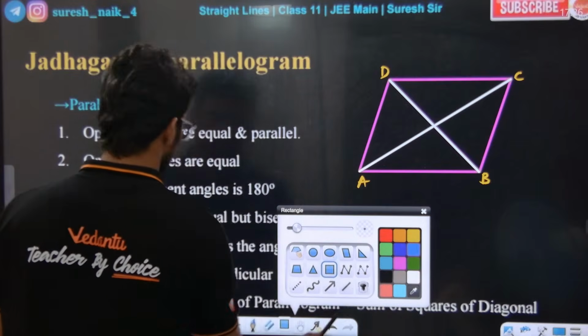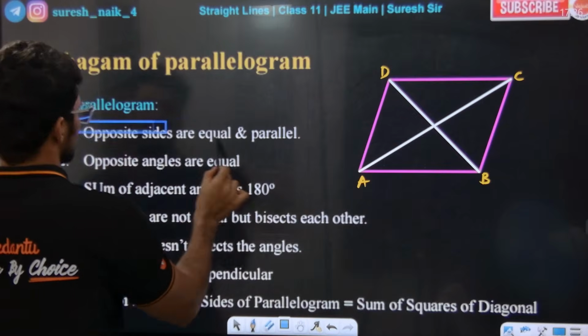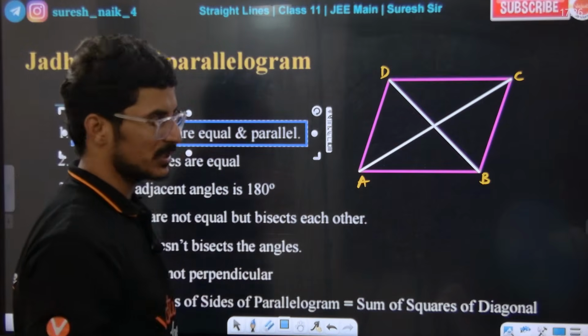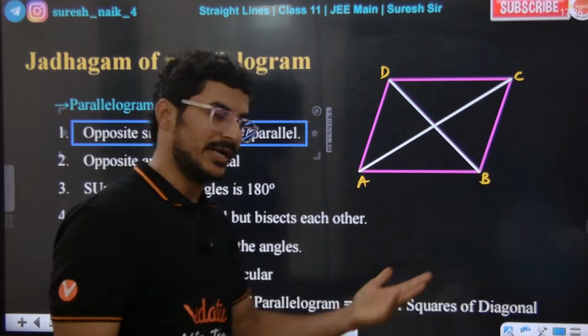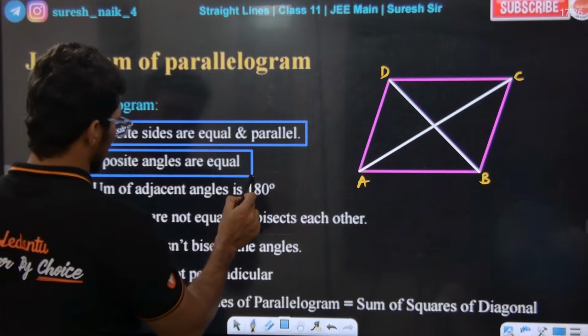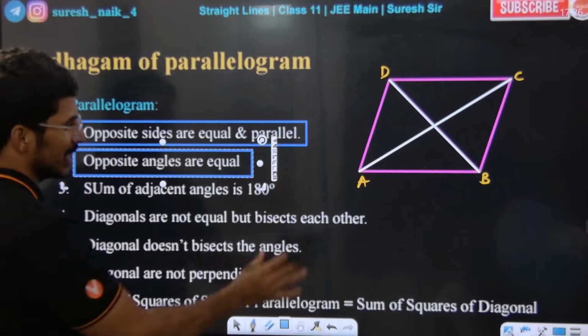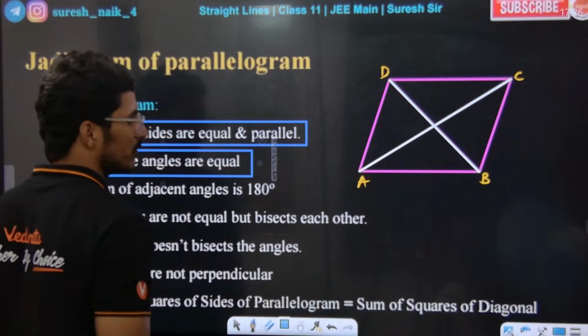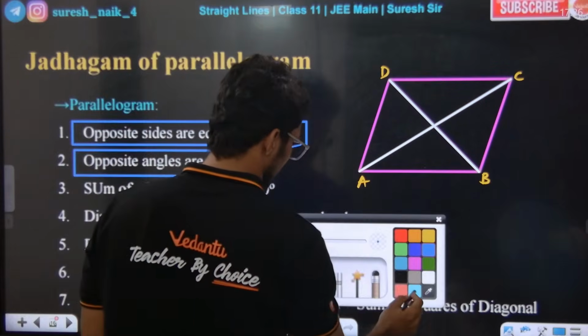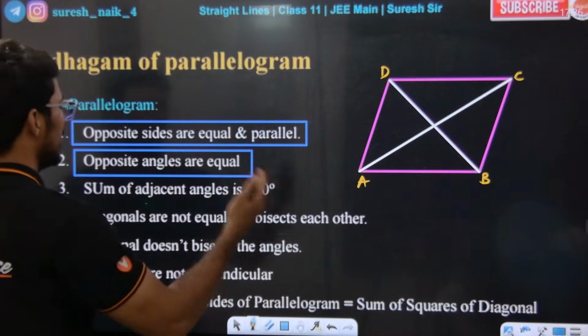Point number 1: Parallelogram. Opposite sides are equal and parallel. Okay, well, opposite angles are equal. A and C are equal here, and B and D are equal. Are you getting the point?